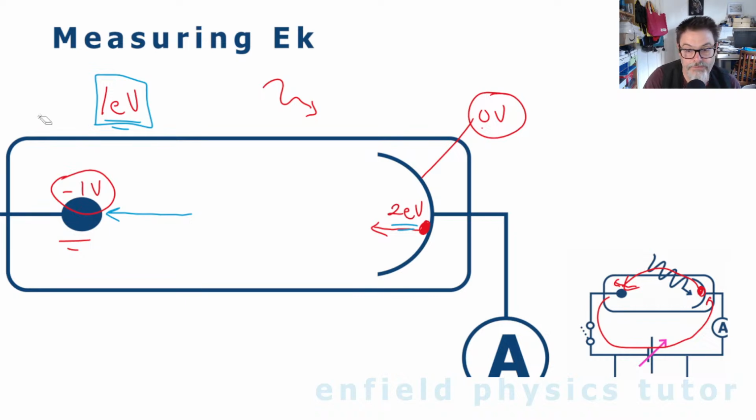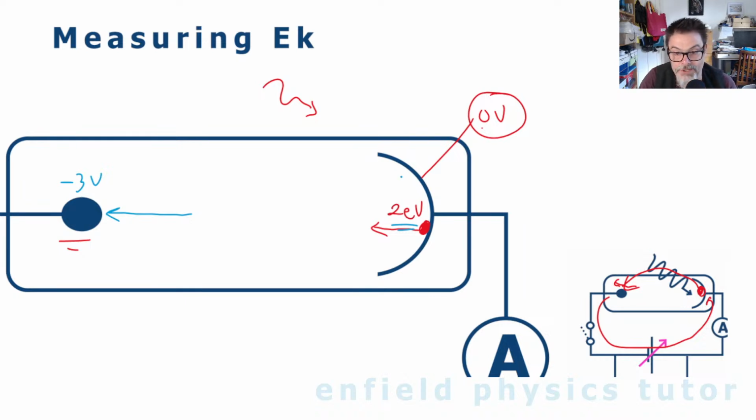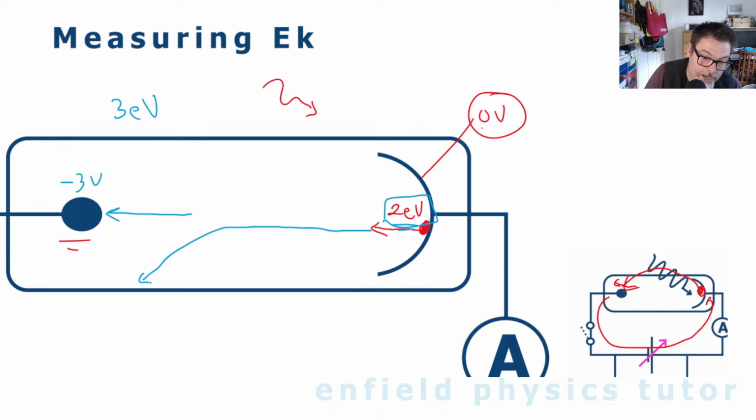So let's take this a bit further now. What if we change this voltage now to -3 volts? So make this -3 volts. That now means that in order to get the electron from the curved electrode to the ball electrode, or to the cathode, we're going to need to use 3 eV. But our emitted electron only has 2 eV, so it will do something like this. Curve away because the repulsive force is so big.